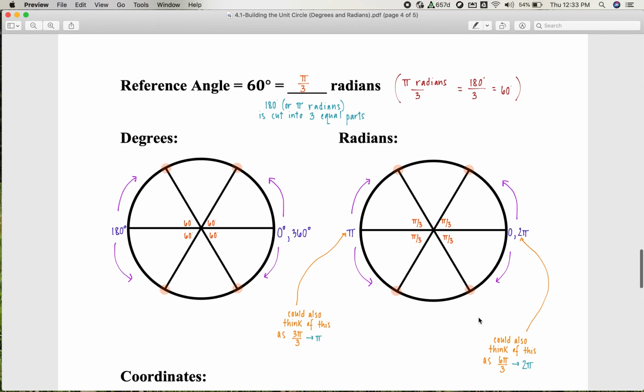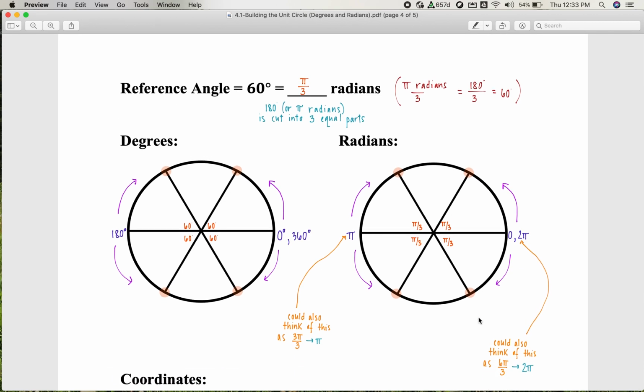So the next one I'd like you to consider is 60 degrees. We can really do the exact same thing where we start off and say, well, this is 180, but it's being cut into 3 equal parts. So I'm going to take my 180 and divide by 3. In radian world, I would do the exact same thing, but now I'm thinking about pi as halfway around the circle. So that would be pi cut into 3 equal parts, or in other words, pi over 3 radians. So now I know that these spots on the circle that are farthest away from the x-axis are actually 60 degrees away, or in radians, pi over 3 away.